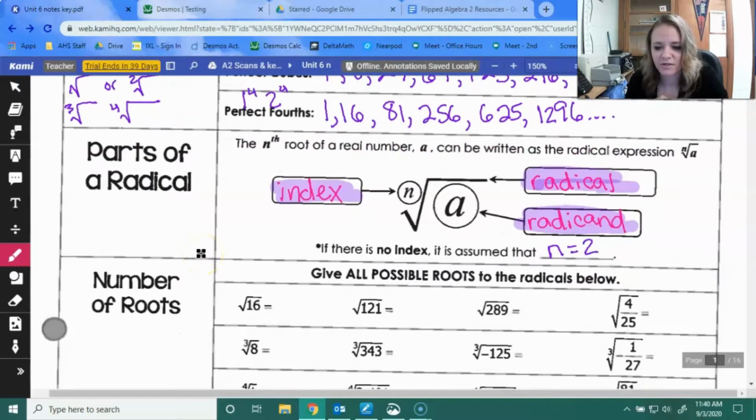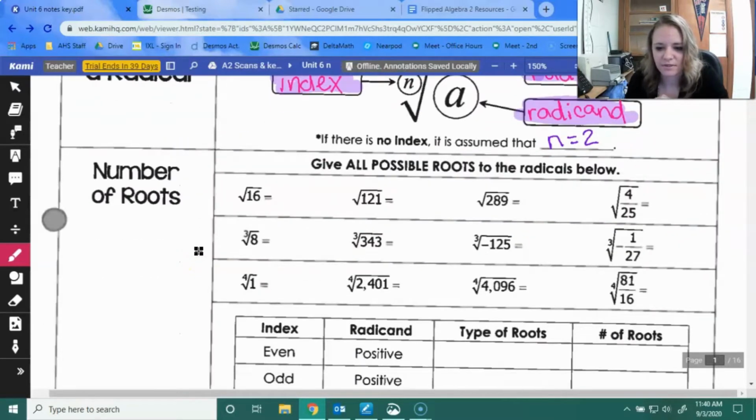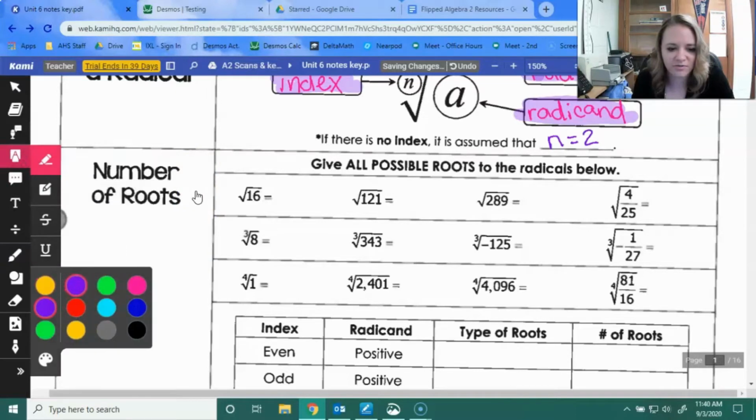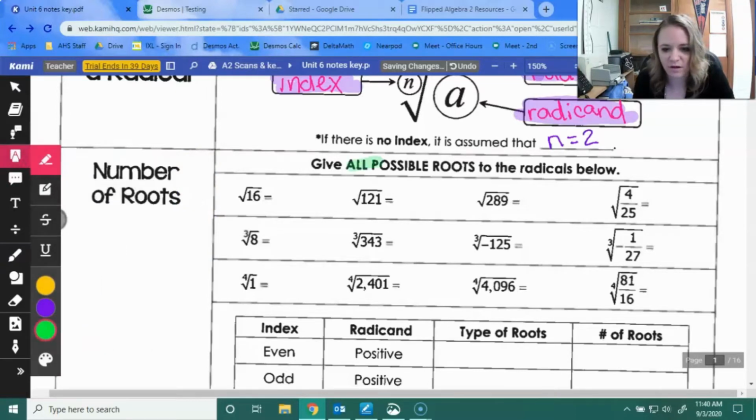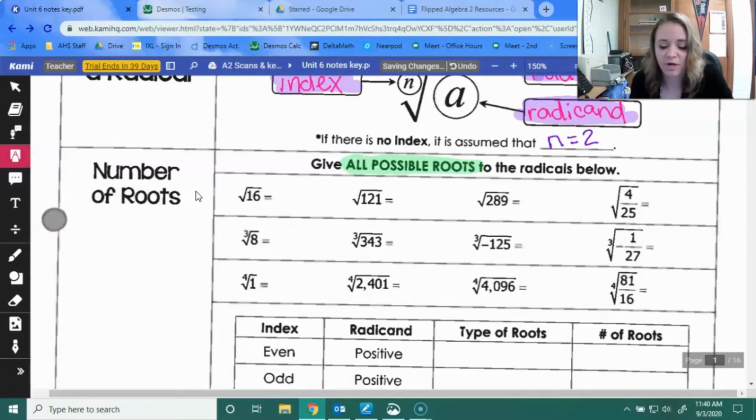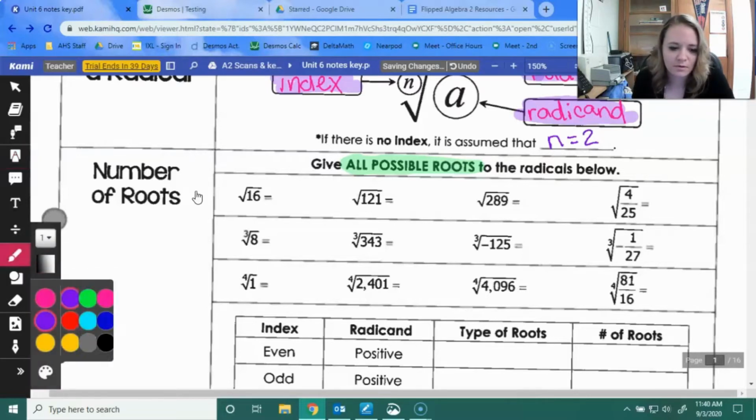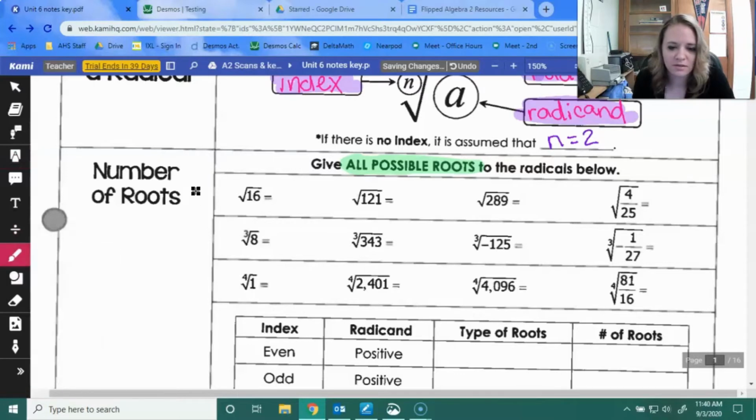Okay, moving on. Now, give all possible roots for the radicals below. These are very specific directions that I want to point out. All possible, okay? That means every single one, a positive and a negative, because it is possible to have a positive and a negative root. For example, 16. What two numbers can we multiply to get 16?